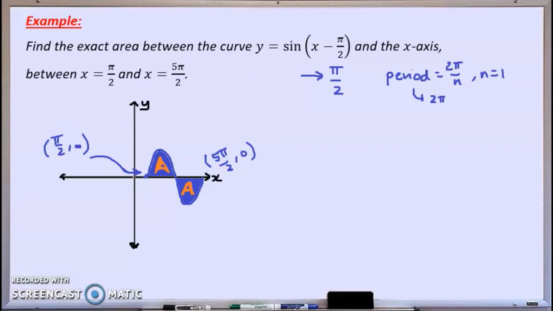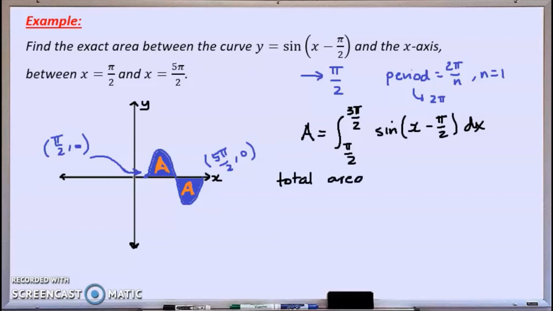So what I could consider now is to say my area A is the integral between pi over 2 and 3 pi over 2 of my function, which is sine of x minus pi over 2, with respect to x, and my total area equals 2 times that, 2A. So once I've calculated this, then I know all I need to do is double it to find my total area. So now let's just find this first area.